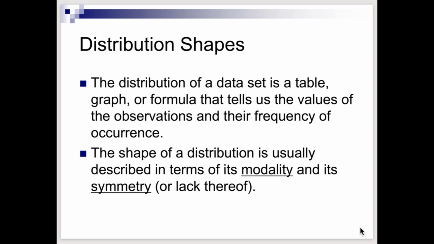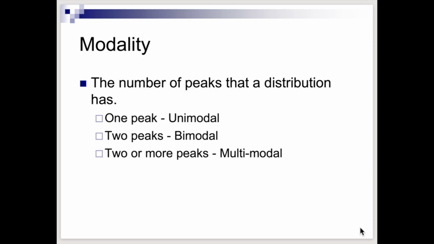The shape of a distribution is described in terms of its modality and its symmetry. So let's talk about these. The modality of the shape of a data set refers to the number of peaks that a distribution has. So if a distribution of a data set or of a population in general has 1 peak, then we say that it's unimodal. If it has 2 peaks, then we say that it's bimodal. And if it has two or more peaks, then we can also say that it's multimodal. If it's got more than two peaks, obviously we wouldn't say that it's bimodal. It would be multimodal. We could talk about trimodal and so forth, but we would typically just say multimodal.